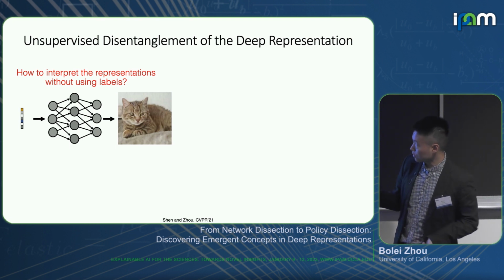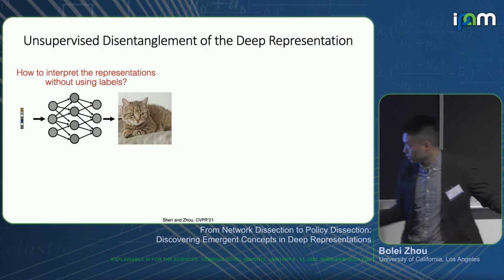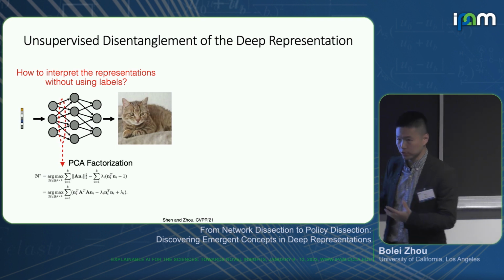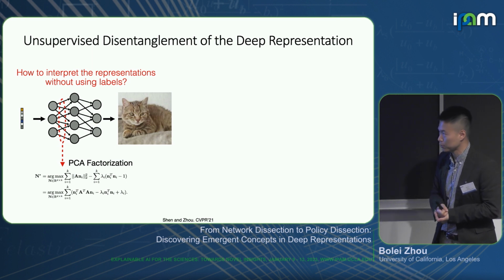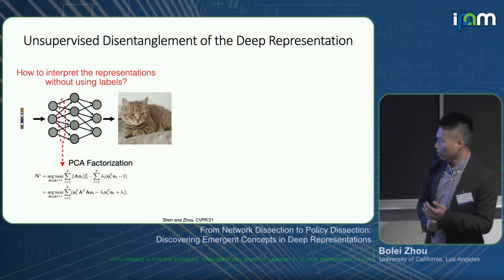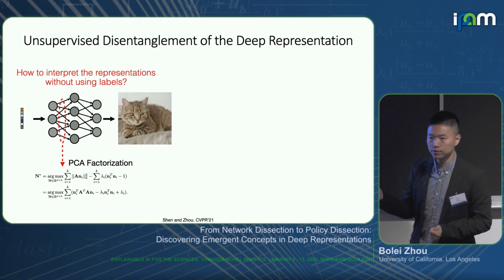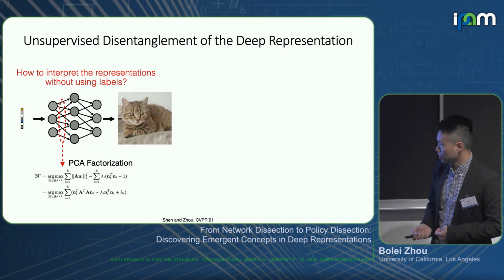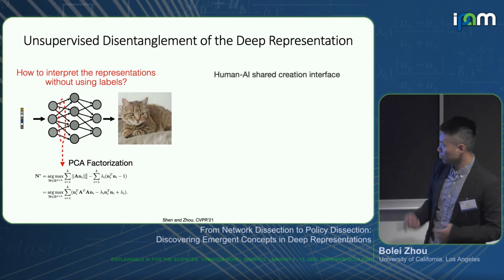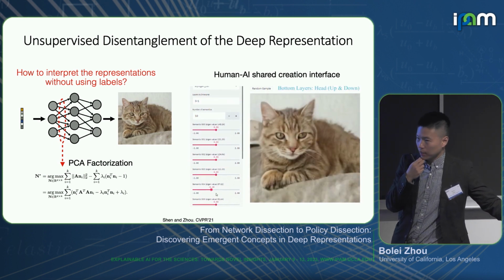We can also have this unsupervised disentanglement of the deep generative representations. So we developed some works that apply some PCA factorization. Many of you may be experts in this matrix factorization. So given these knowledge representations, we apply matrix factorization and try to identify those important components in the activations. So we apply this to these learned deep representations. It turns out each component tends to correspond to a different concept.